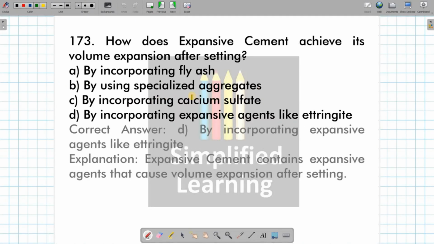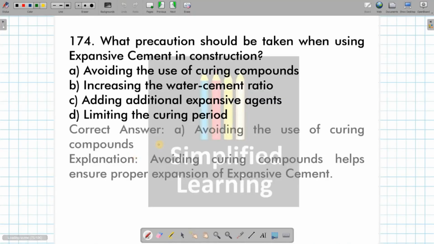Then how does the expansive cement achieve its volume expansion after setting? By incorporating expansive agent like ettringite. Okay, by adding ettringite, we are going to have that expansion property. The correct answer is option D. What precautions should be taken when using expansive cement in construction? Avoiding the use of curing compound should be the care that we should take while we are using what? Expansive cement, not concrete, cement.